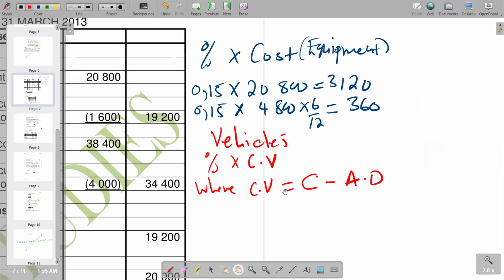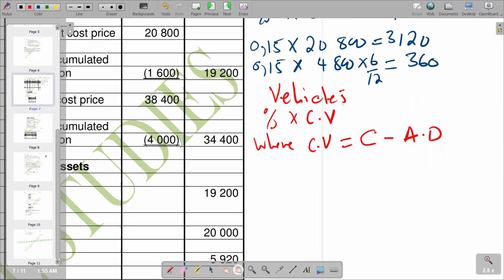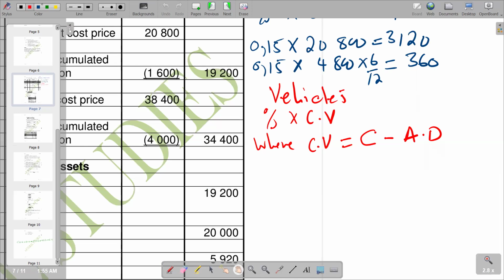So if you go to the question, you see that for vehicles, our cost is 38,400, accumulated depreciation is 4,000. So if you subtract 4,000 from 38,400, you get your carrying value is 34,400. So we have it already calculated, and then the percentage is 20%. So basically, we are saying 20% of 34,400, which is the carrying value, which is going to be 6,880.